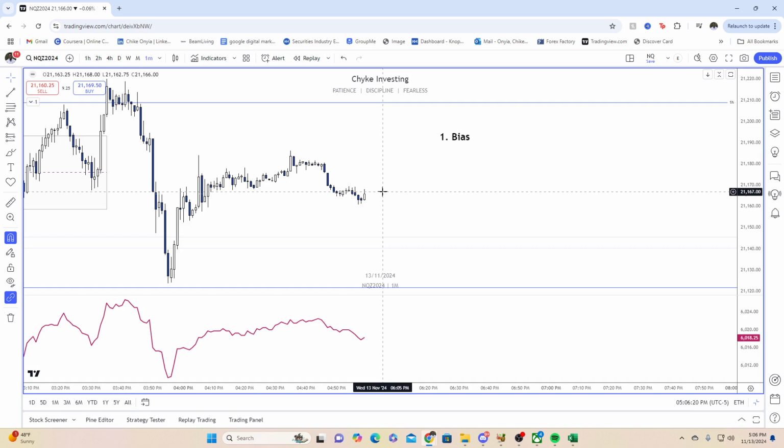There was a liquidity pool here. There was a fair value gap over here, right? And once you master that, I'm telling you, trading will become like bread and butter. It'll become easy because you could just see things before they happen. You will be so much more confident, right?